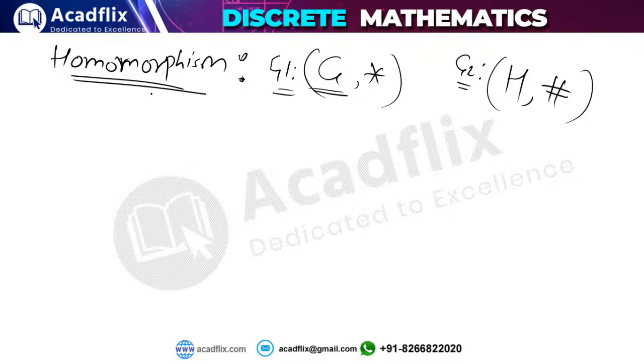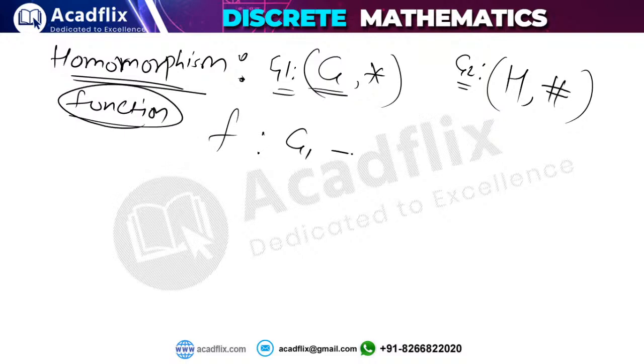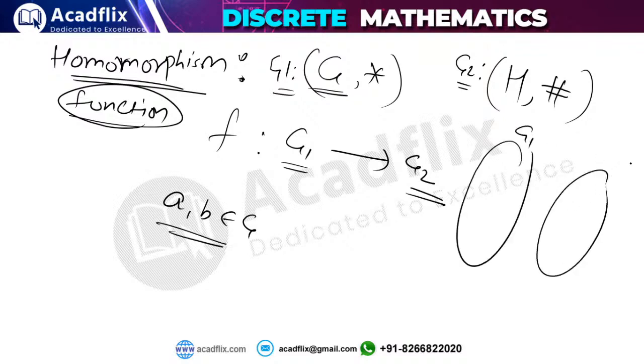Now homomorphism is nothing but a function. This homomorphism is nothing but a function f from G1 to G2 such that if you have two elements from G1... Basically this is a function, remember, this is your G1, this is your G2, and let's assume this is a, this is b, and so on. Because this is a function, it will map, so this will be your f(a), this will be your f(b).